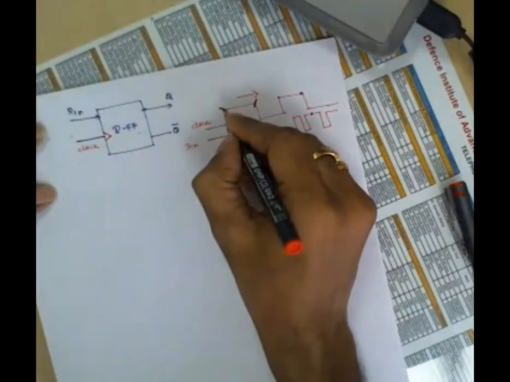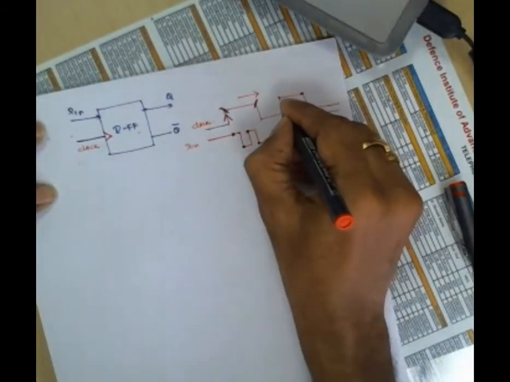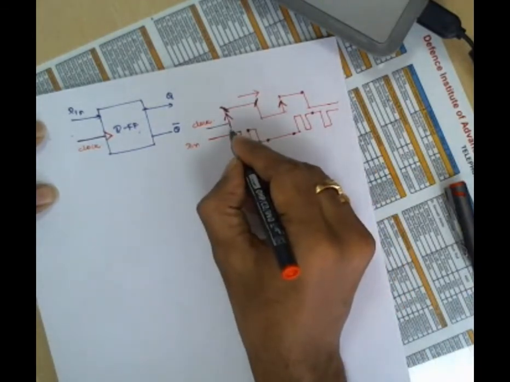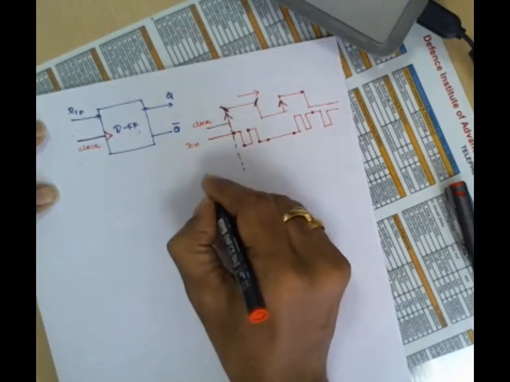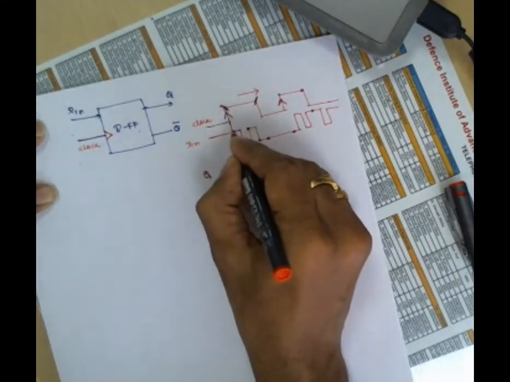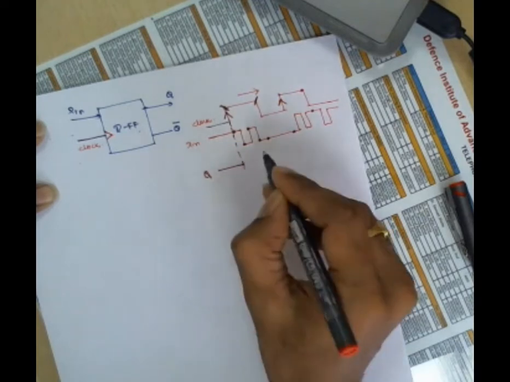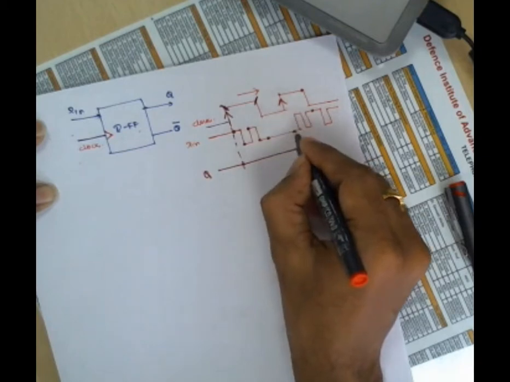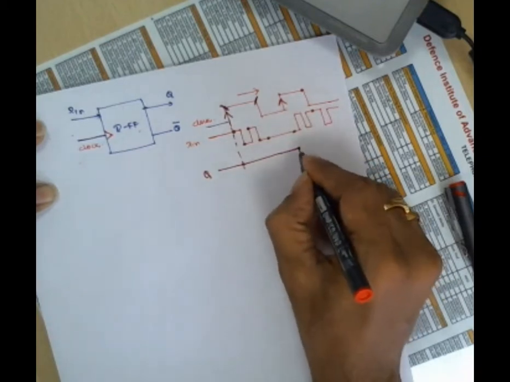It should happen only for the rising edges, for example. Only for the rising edges. Means you draw here, this is the Q. So at this point, when the rising edge is applied, the input is 1. Therefore, output will be 1. That output will be maintained till this time. When this rising edge is applied, the input is 0. So it comes to 0.